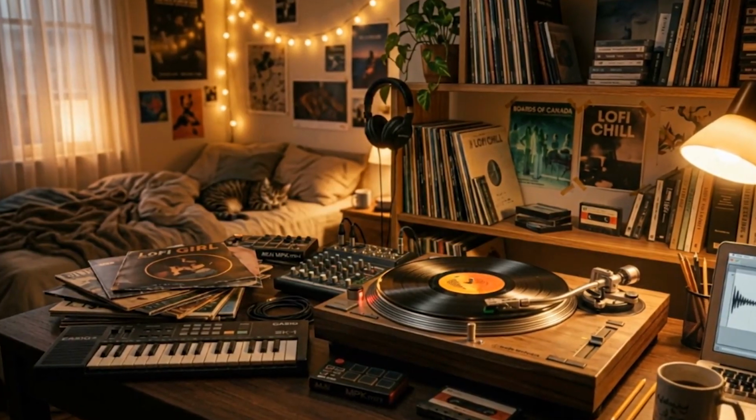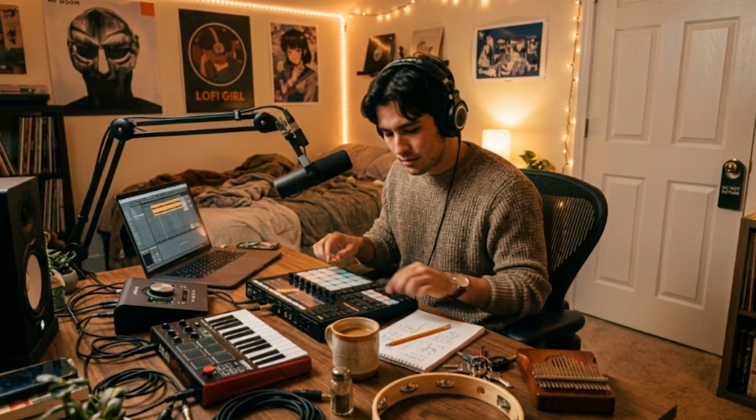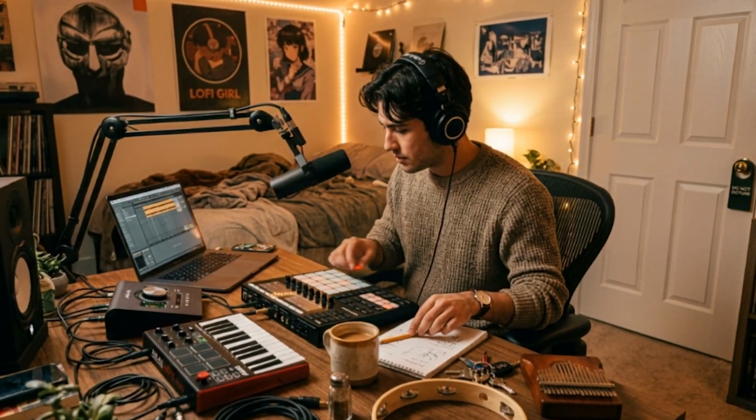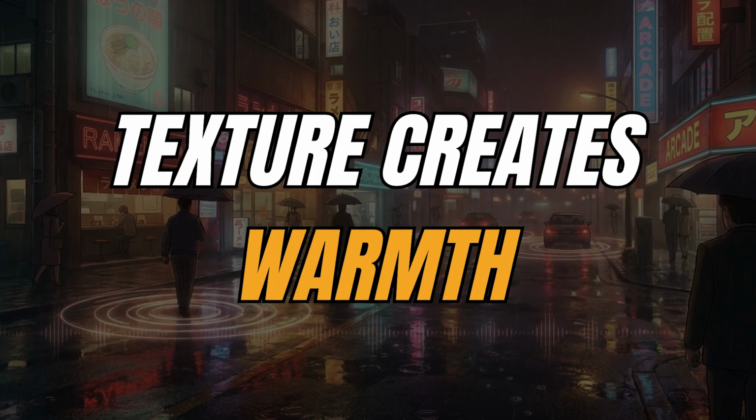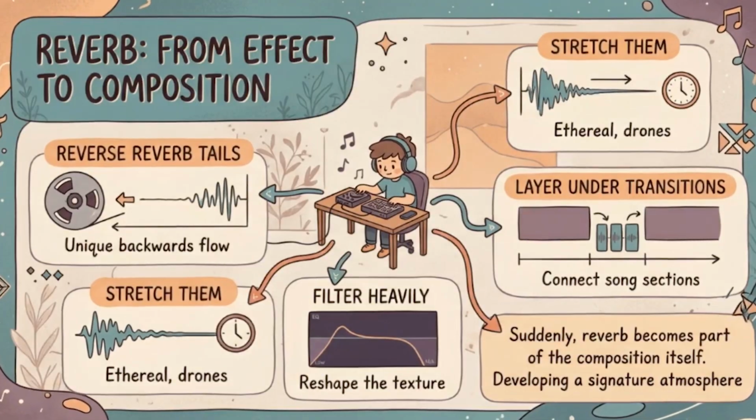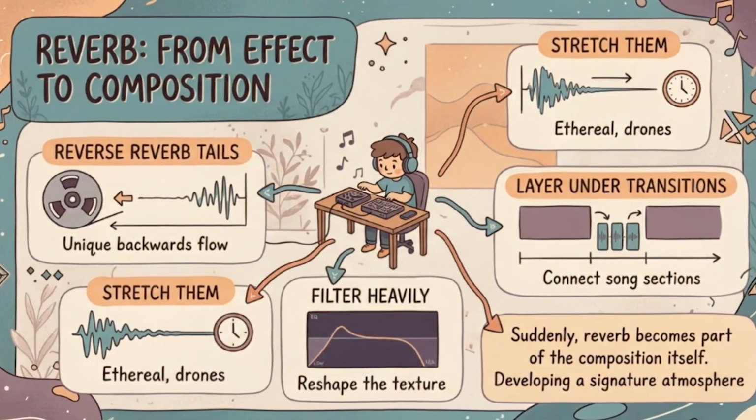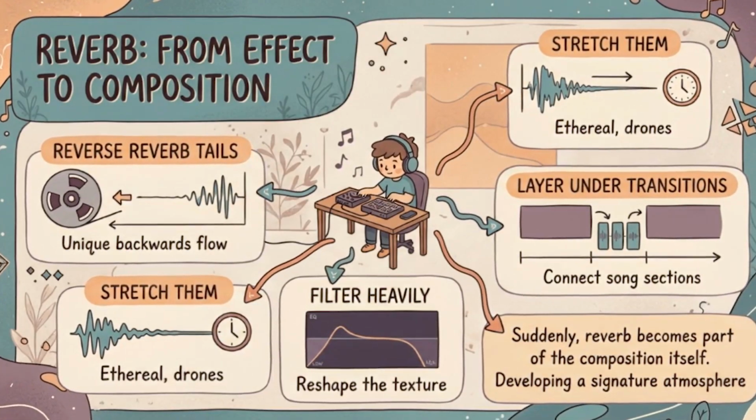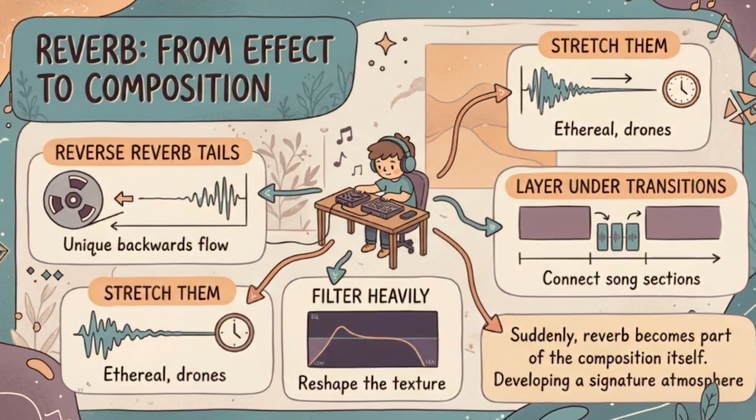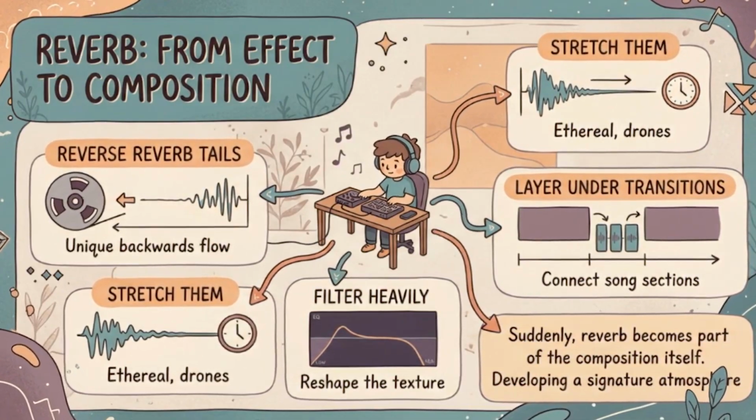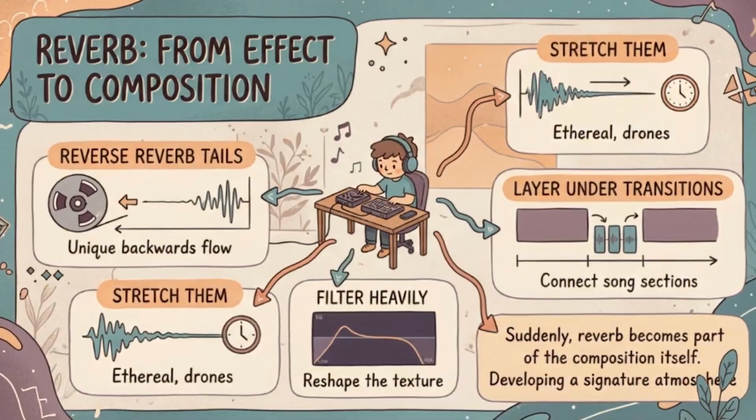Or take some vinyl crackle and background noise, or some tiny percussion textures and just slightly reverberate them. That subtle ambience can make a track feel warm and alive without the listener even realising why. And this is where experimentation becomes powerful. Try reversing reverb tails, stretching them, filtering them heavily, layering them quietly underneath transitions.